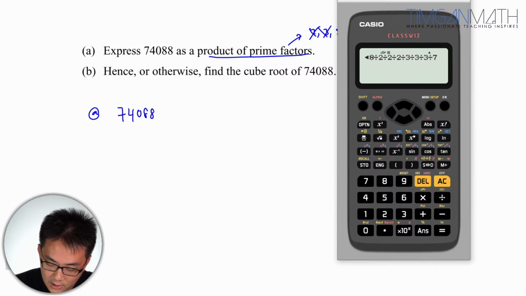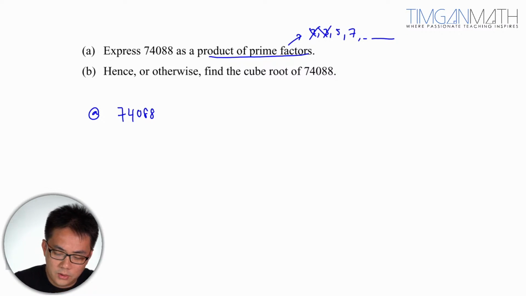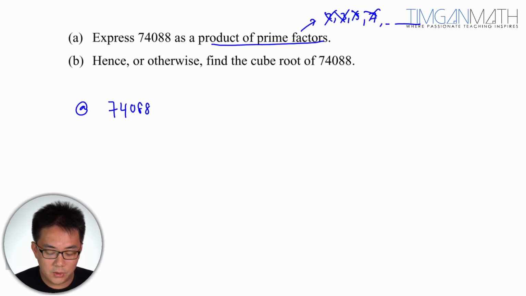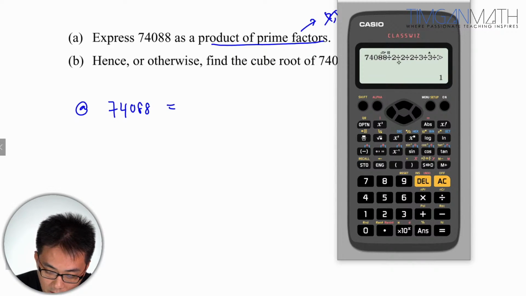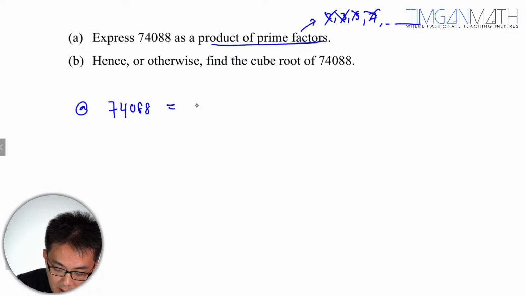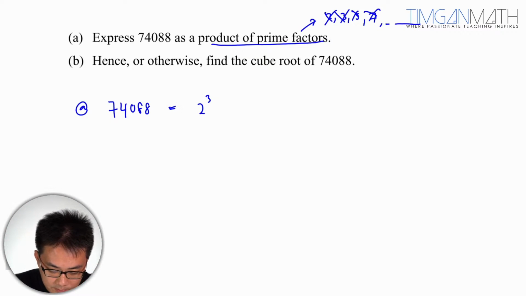It's 49. I think divided by 7, divided by 7. So this is 1. So you just keep moving it down until you get 1 at the end, right? So in this case, what we're going to get is just go back and count how many 2s I have. 1, 2, 3. So this is 2 to the power 3. 2 times 2 times 2 is 2 to the power 3.